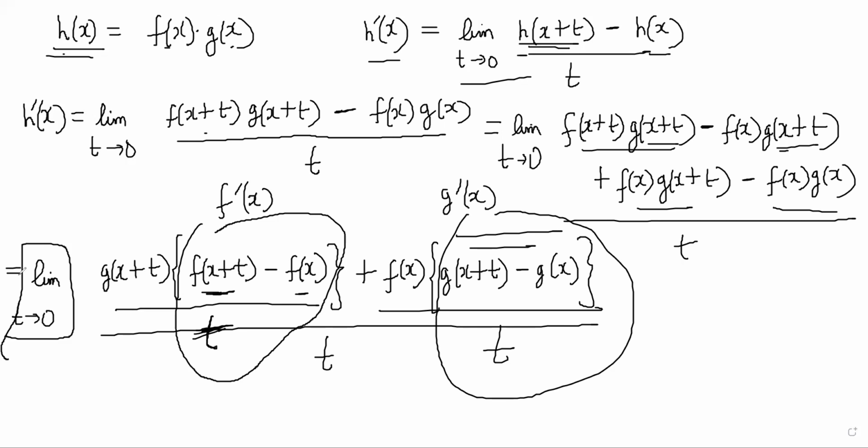If it is limit t tends to 0. And notice if you put t tends to 0, this becomes what? Simply g of x.